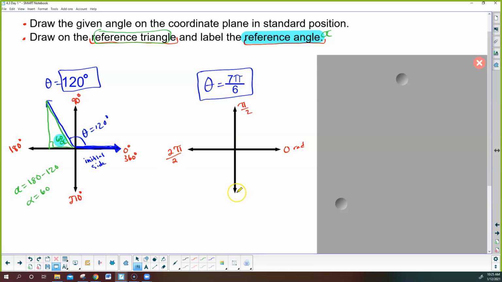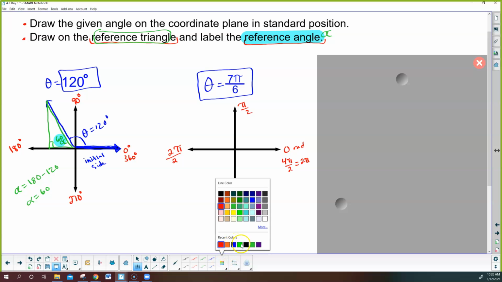Because what if I add another pi over 2? That ends up being 3 pi over 2 to get here. And what if I add another pi over 2 to this? That ends up being 4 pi over 2. But wait a minute, isn't 4 pi over 2 just 2 pi? And 2 pi is 360, which is once around the circle.